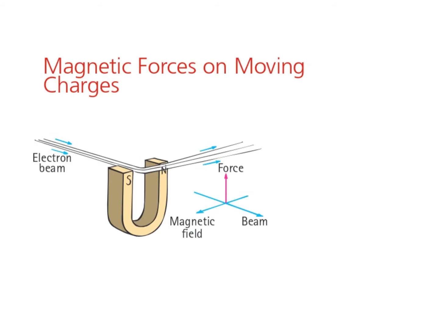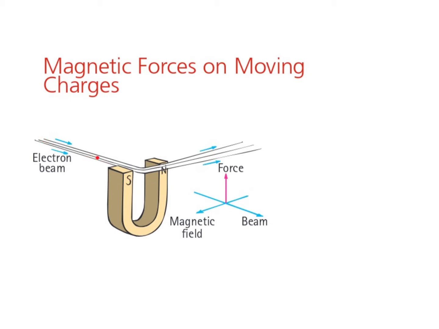The next thing we want to look at is how charged particles that are moving through magnetic fields react. And the answer is they get a force exerted on them. So whether you have a stream of charged particles coming from the sun or you have a current of electrons flowing down a wire, if those charged particles move through a magnetic field, that magnetic field is going to exert a force on them.